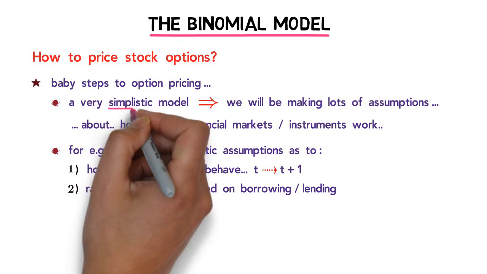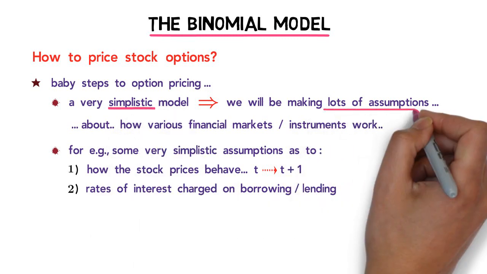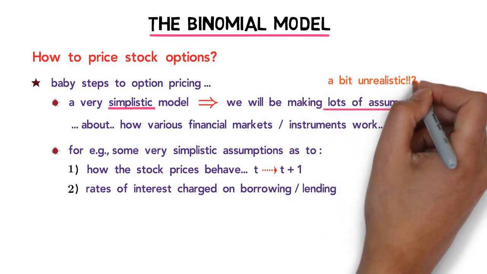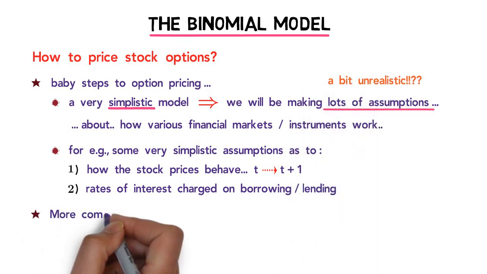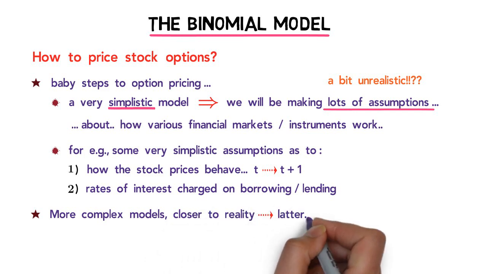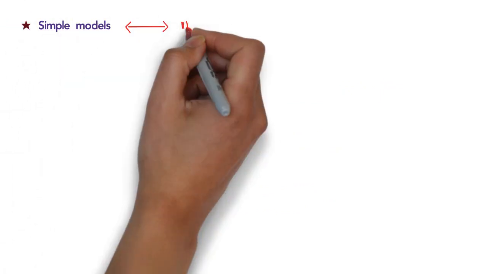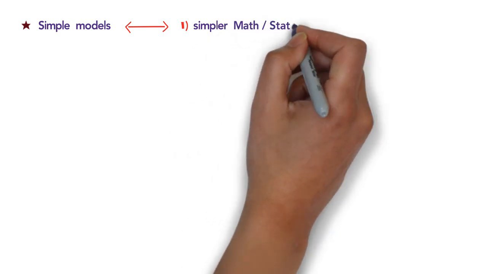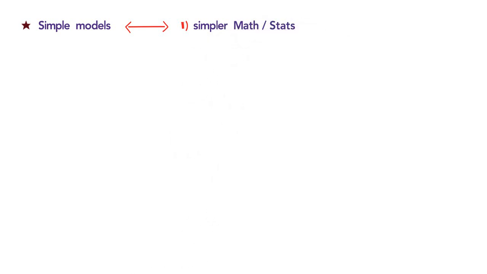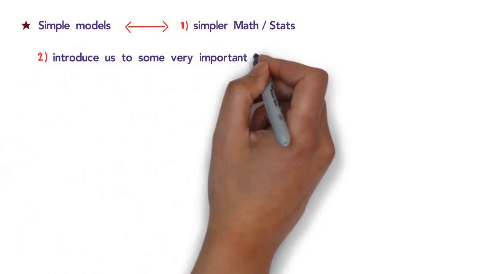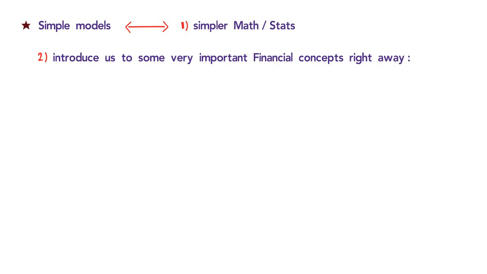Looking at the simplicity of the model and the kind of assumptions that we are going to be making, you might think that this model is a bit unrealistic. While we will study more complex models that are closer to reality later on, why are we studying this simple model now then? The advantage of starting with simple models is that the mathematics and statistics you have to deal with get considerably easier. We can get ourselves familiar with some very important financial concepts right away without getting bogged down with complex mathematics or statistics.